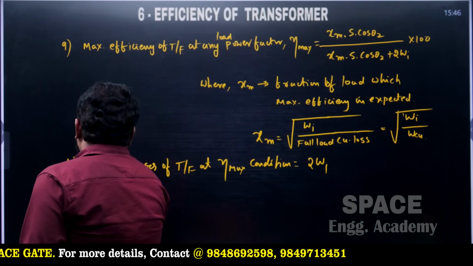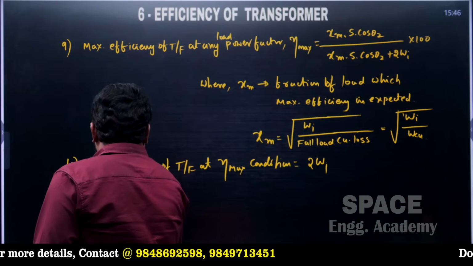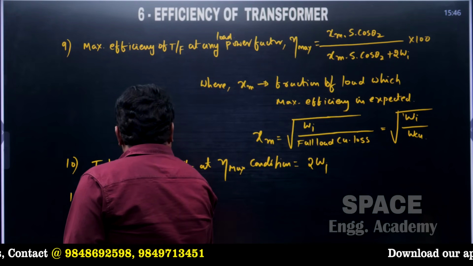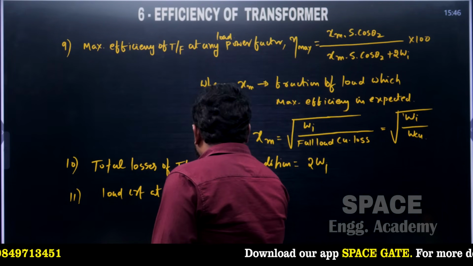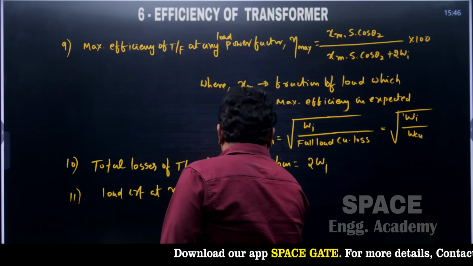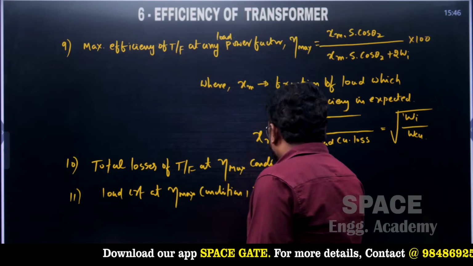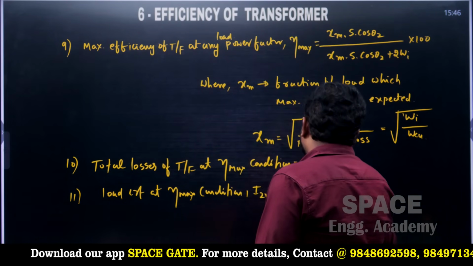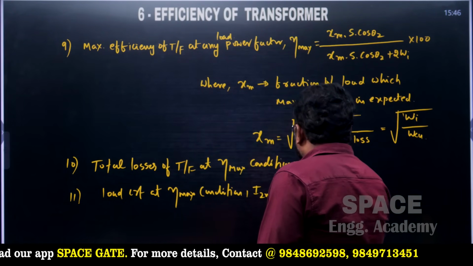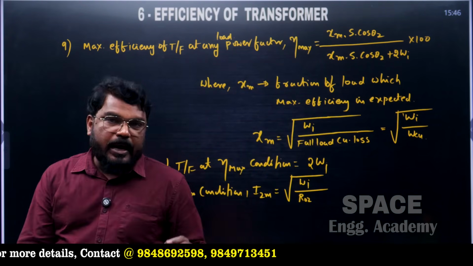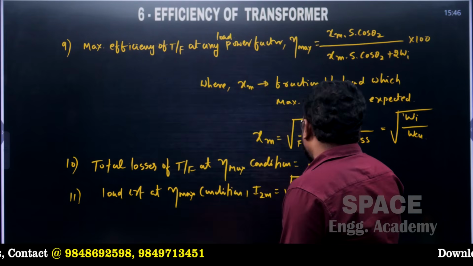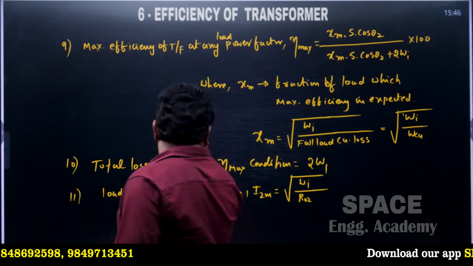And next, the load current at maximum efficiency condition, that is denoted by I2M. It is equal to the square root of iron losses divided by R02. So the load current at maximum efficiency condition is equal to the square root of iron losses divided by R02.